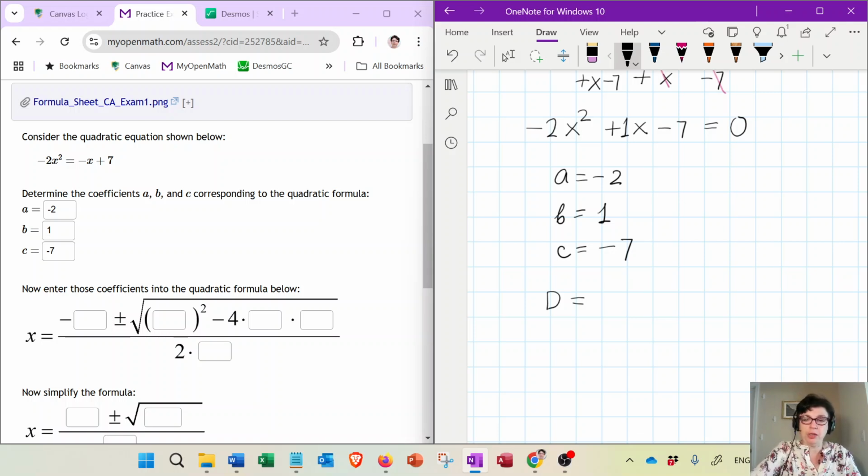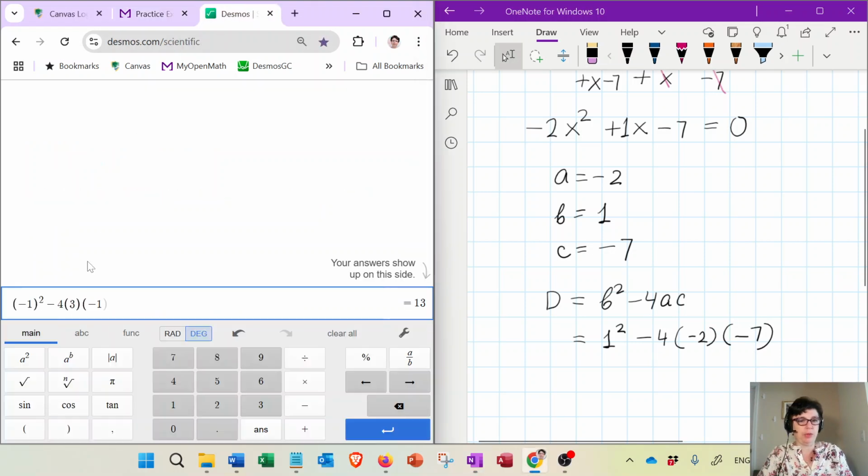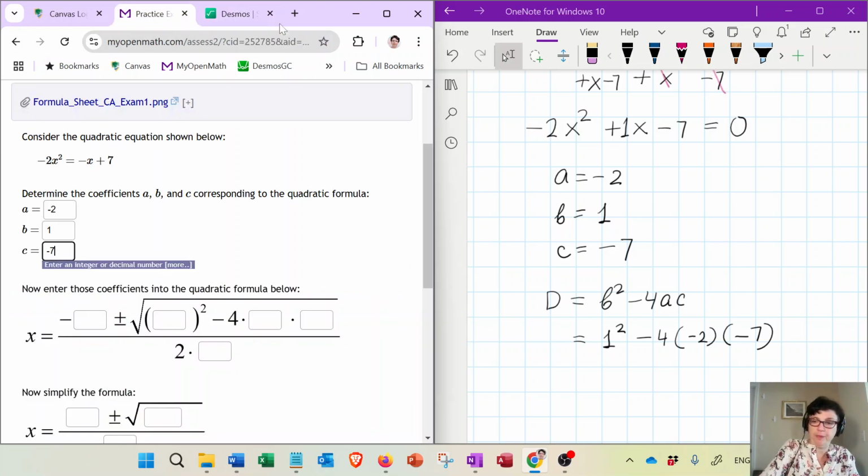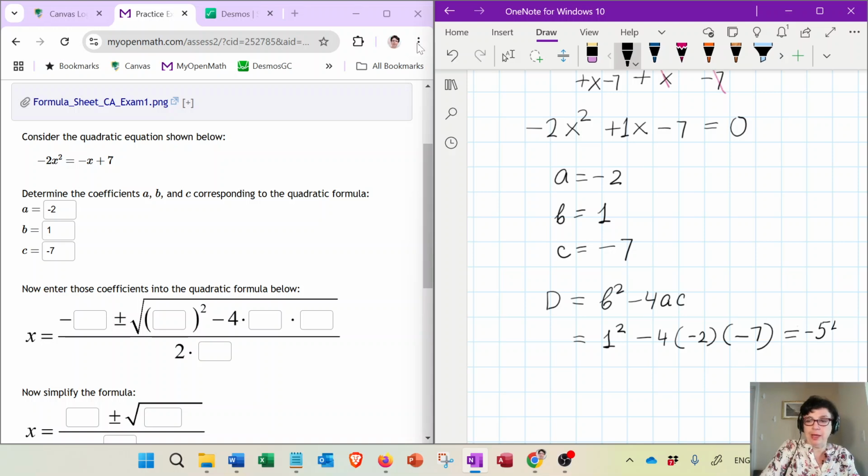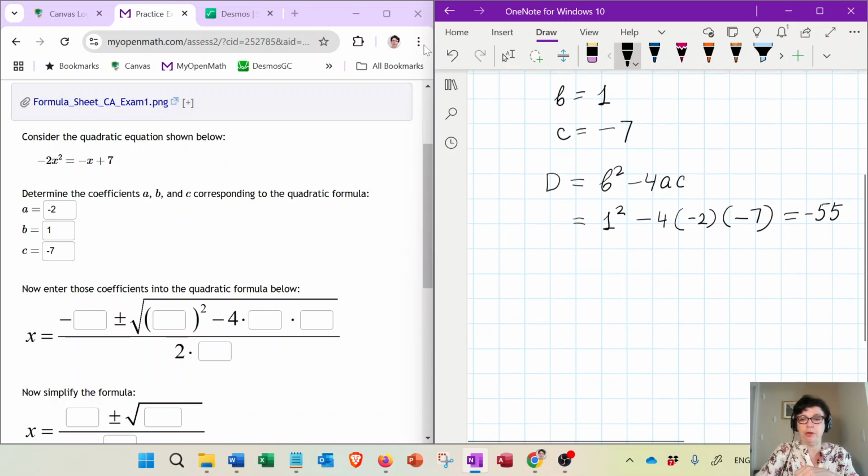So computing the discriminant is b squared minus 4ac. When you substitute, make sure everything is in parentheses. So 1 I do not have to put in parentheses because that's not negative, but everything that is negative should be put in parentheses. Okay, so let me see if I can compute that. So this is 1 squared minus 4 times negative 2 times negative 7. Okay, that gave me negative 55. Because the discriminant is negative, I will have imaginary solutions.